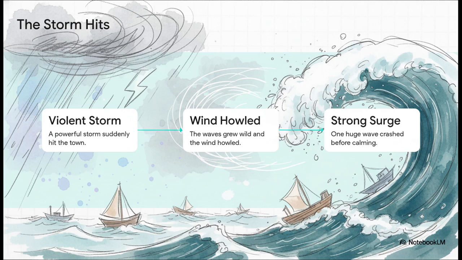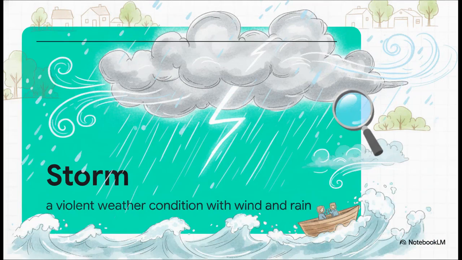This sequence suddenly puts the local fishermen and their boats in immediate danger, and it skyrockets the stakes of our story. Let's unlock our first vocabulary word from that action sequence: storm. A storm represents a violent weather condition with wind and rain. In literature, you'll often see a storm used as a physical test for the characters, totally disrupting the town's peace and forcing everyone into action.